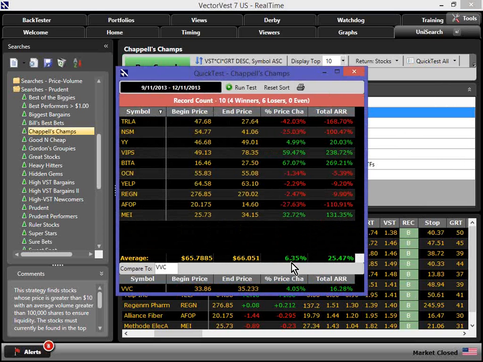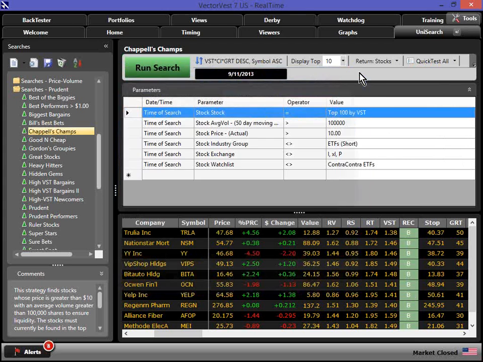Now, first off, out of a basket of 10 stocks, you're up 6%, and that's even letting this one go down 40%, 25%, 27%. Most likely, you would have cut those short a lot sooner than that. Typically, a prudent person will have like a 10% stop. And even these guys, you might have sold them at a 20% gain, 25% gain. So you're looking at some gains here. All right, so that's one of our popular searches, Chappell's Champs.